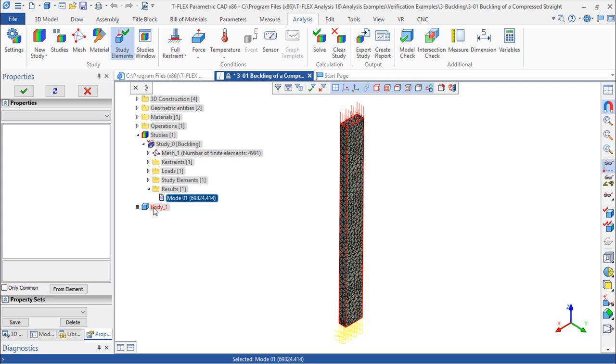And to finish, just to notice that we have here mode 1 because we have only one mode to check in the example that was given here.